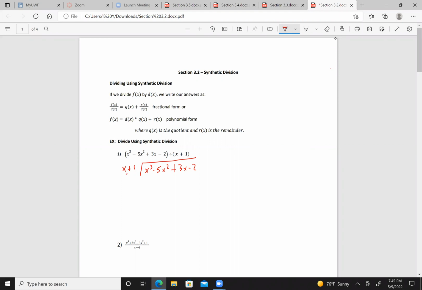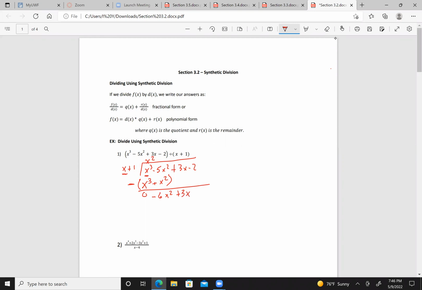So here's what we do. We look at this first figure here and this figure here. What can I multiply by x to get x cubed? Well, x squared will do the trick. So x squared times x gives me x cubed, and x squared times 1 gives me x squared. Now, just like in long division, subtract all of this. The x cubed minus x cubed cancels out. So I get 0, and here I have minus 5x squared minus x squared, which is minus 6x squared. I bring down my next term, 3x.